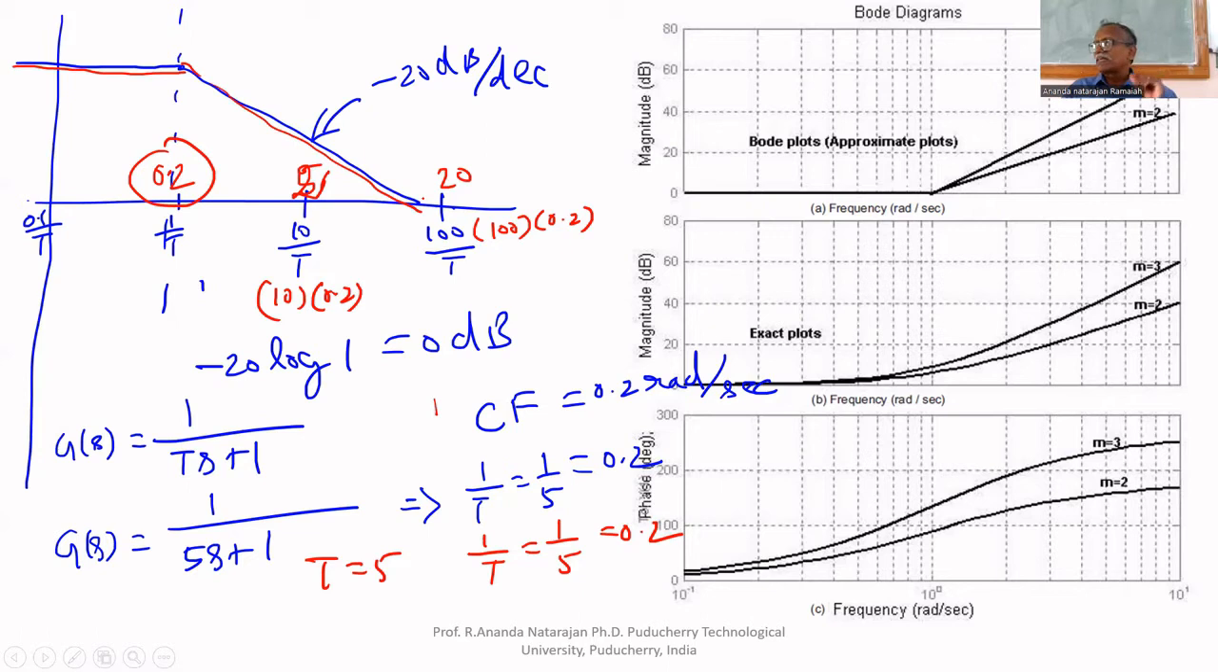Corner frequency means omega equal to 1 by tau. Here tau equal to 5, so 1 by 5 means 0.2. Omega equal to 1 by tau, that is 0.2. Here, 10 by tau is 10 multiplied by 0.2, that is equal to 2. And 100 multiplied by 0.2 is 20.